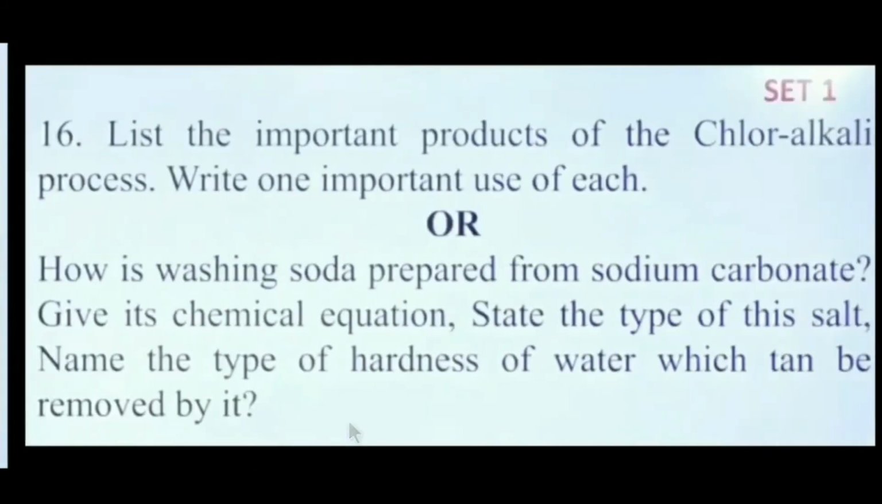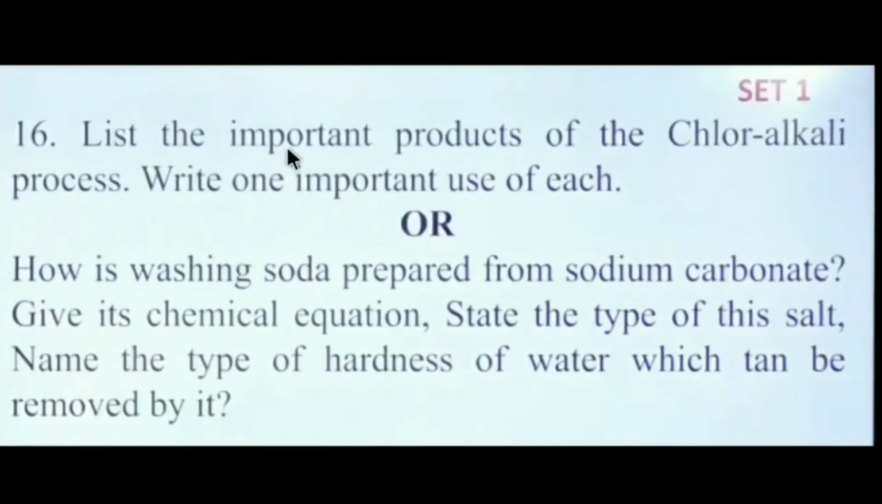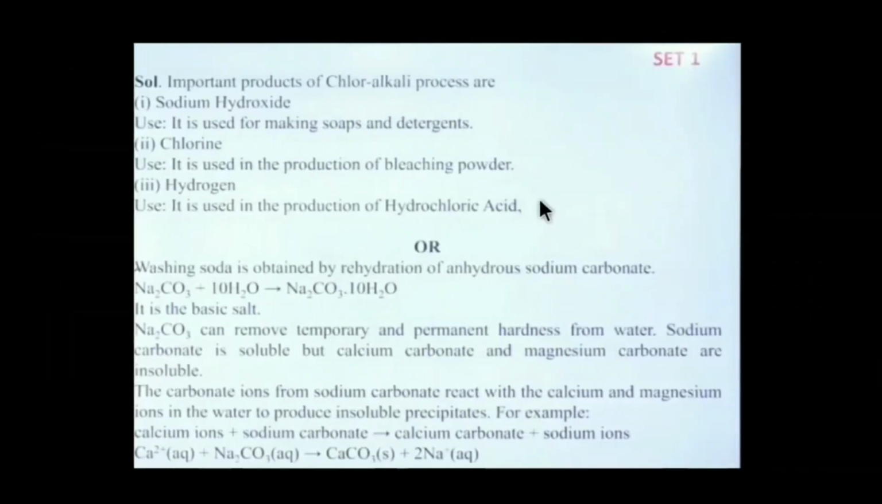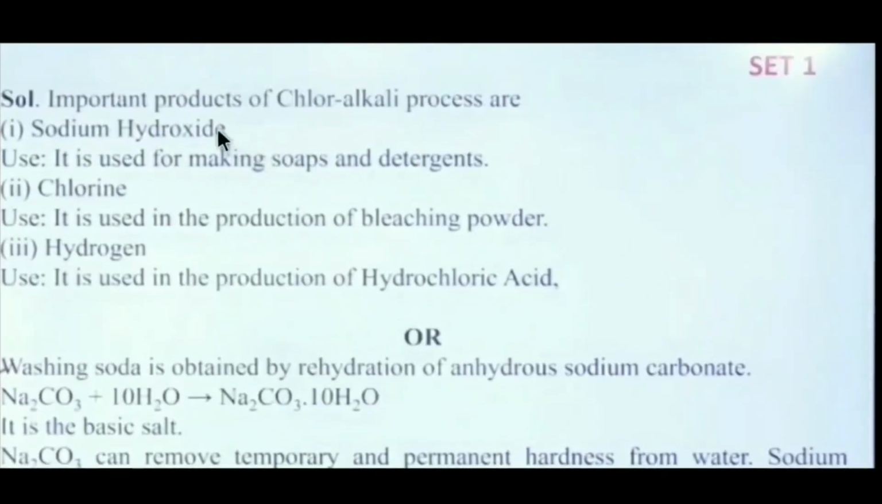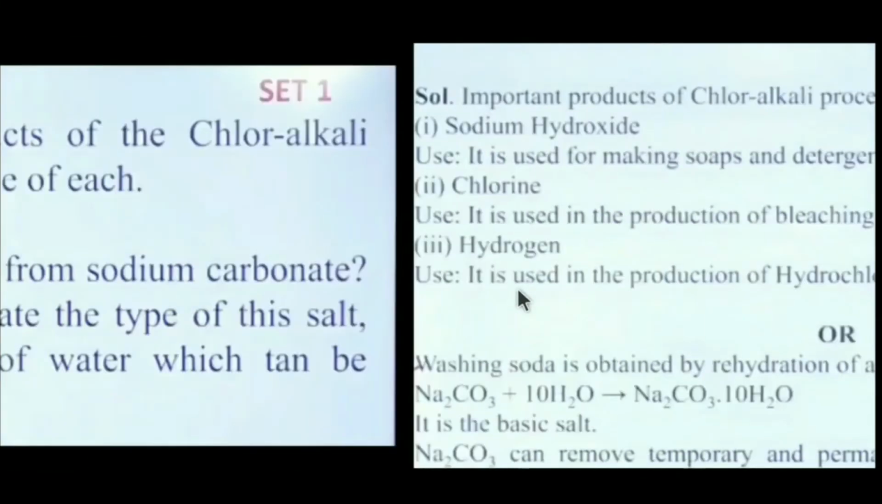Copper is brown. ऐसा भी क्वेश्चन पूछा गया था, list the important products of the chlor alkali process. Write one important use of each. So the answer is, important products of the chlor alkali process are, first one is sodium hydroxide. It is used for making soaps and detergents. Then chlorine. It is used in the production of bleaching powder. Hydrogen is used in the production of hydrochloric acid.